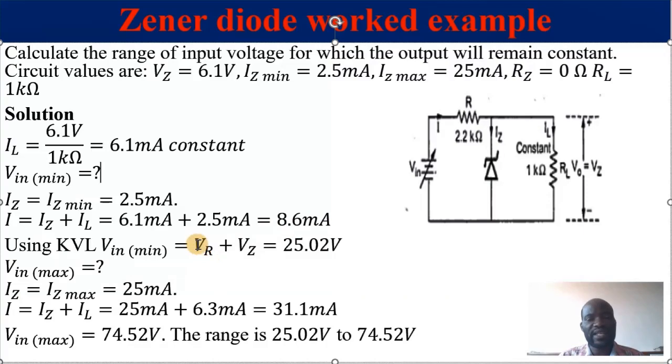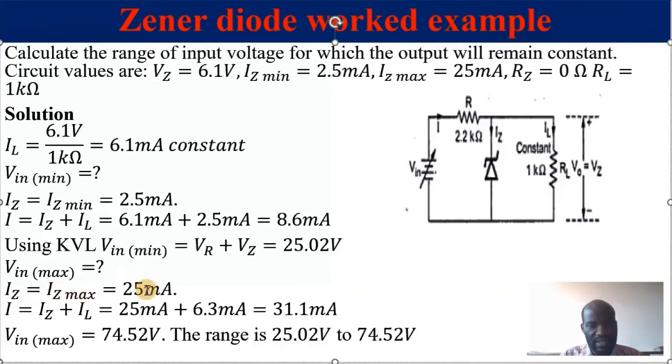So if you add that VR plus this 6.1 volts, you get a minimum voltage of 25.02 volts. It's so easy. We now want to calculate, because we are calculating range, the maximum input voltage because it is varying. But when we are calculating the maximum input voltage, we use maximum current.